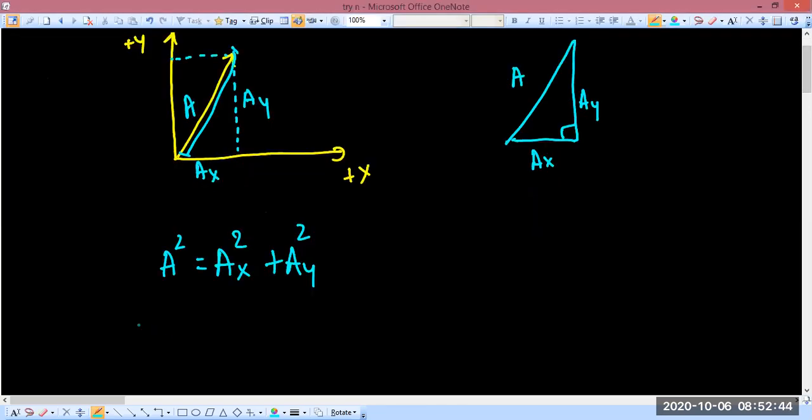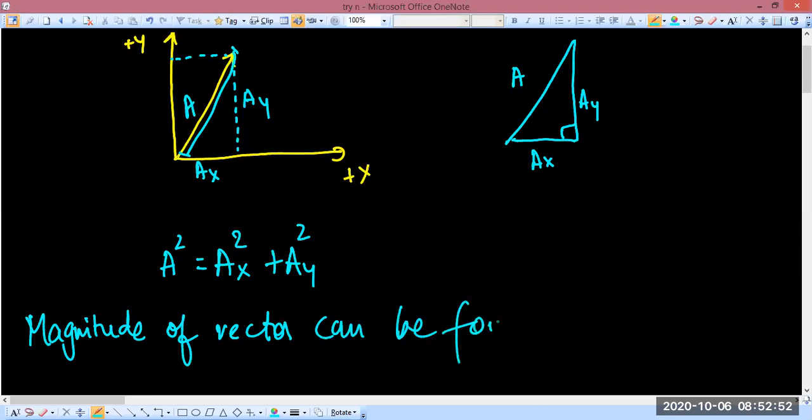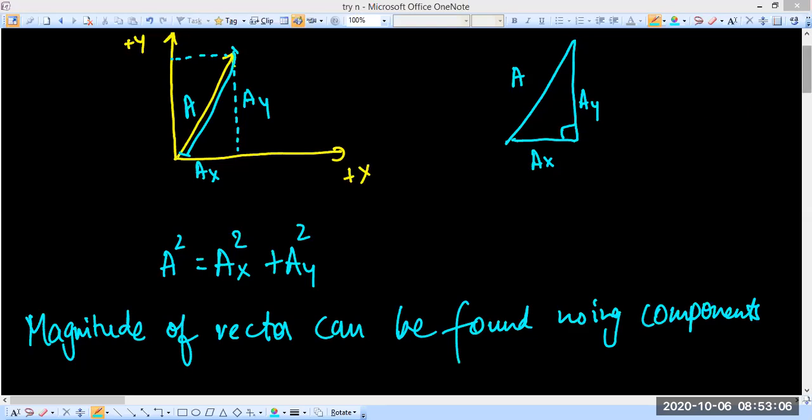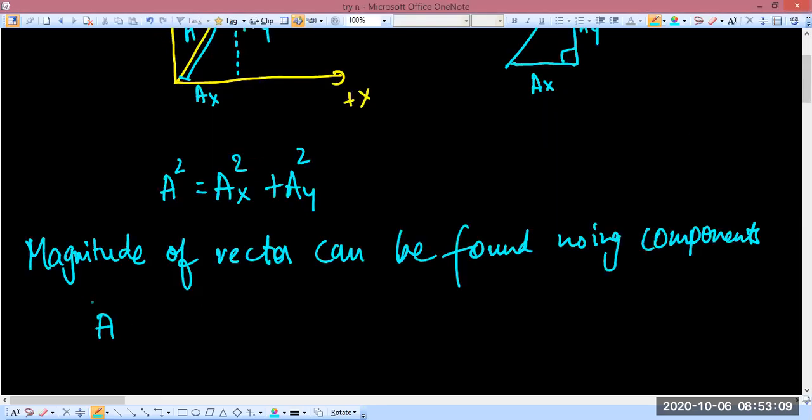So based on this, do you realize that magnitude of vector can be found using components? Yes or no? Magnitude of vector can be found using components. Agreed? So for example, if vector A is equal to 5i caret plus 12j caret, what is A? What is A?